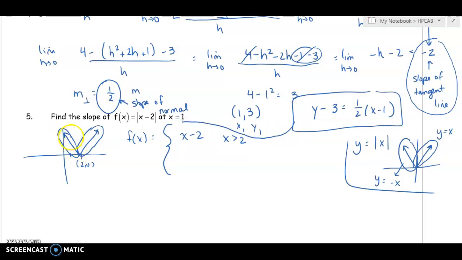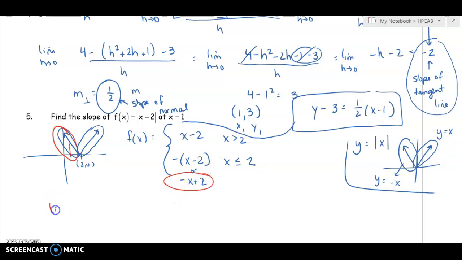And that's going to be for x greater than 2. Then the other branch is going to have the negative slope, so it's going to be negative slope times x minus 2, or another way of thinking of it, negative x plus 2. And that can be for x less than or equal to 2. Okay, so we've got our two branches. What we need to do is find the slope at x equals 1. So x equals 1 is going to be on this left branch, so we're only dealing with this piece here, negative x plus 2.